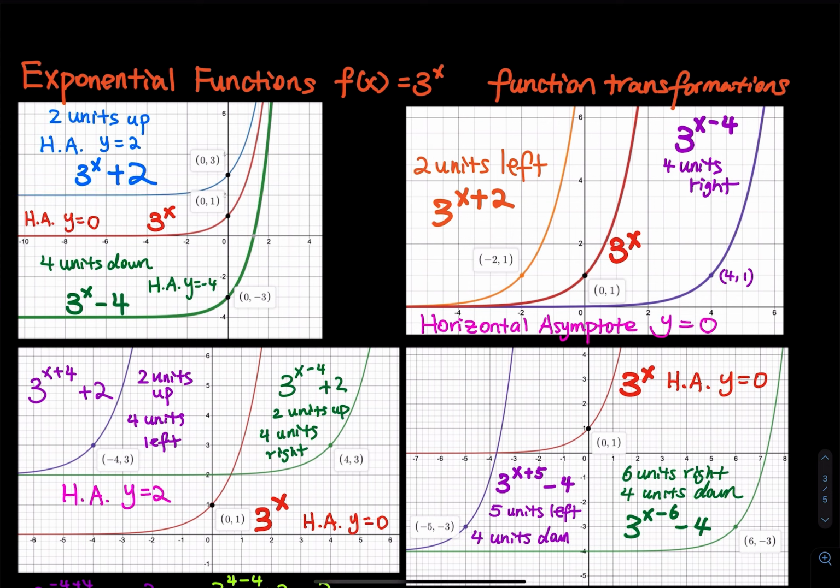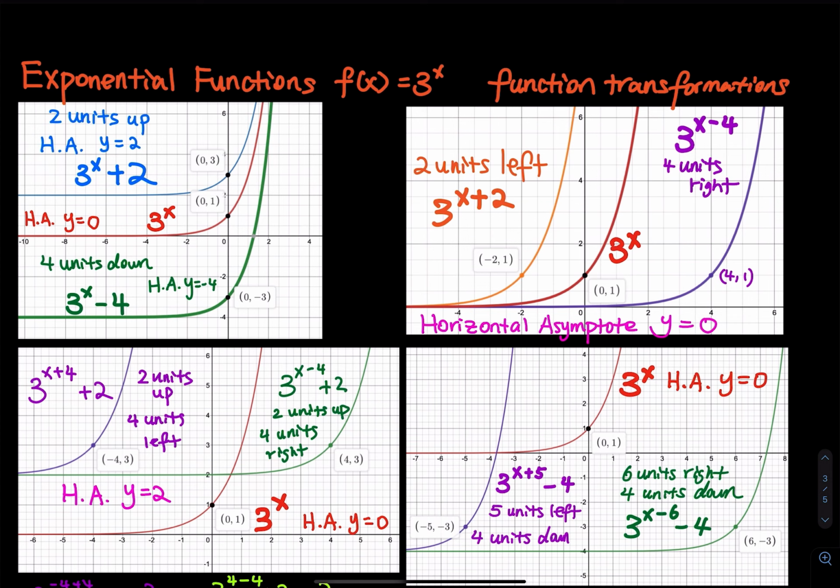What happens when you subtract 4 from the parent function? When you subtract 4, you shift the function 4 units down from (0, 1). So 1 minus 4, the y value shifts down to negative 3. Also, the horizontal asymptote shifts 4 units down as well, from the x-axis, y = 0, to y = negative 4. That is where the horizontal asymptote is.